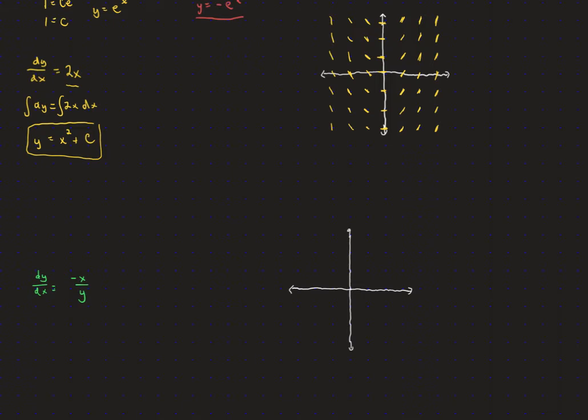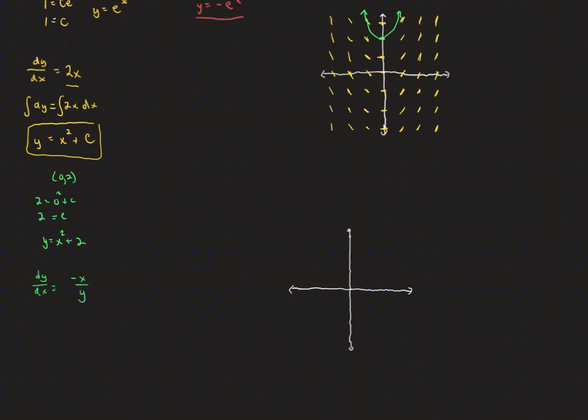So again, if we say we have an initial condition, say of (0, 2), then when we plug in 2 for y and 0 for x, we are going to get that c is 2. And so our particular solution is going to be y equals x squared plus 2. And that would look like a parabola that opens up and has y-intercept 2.